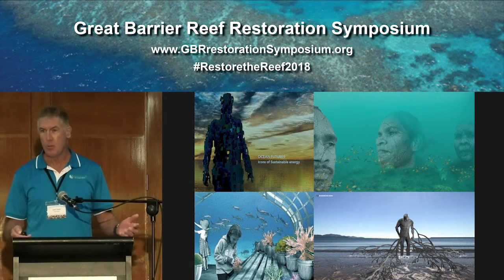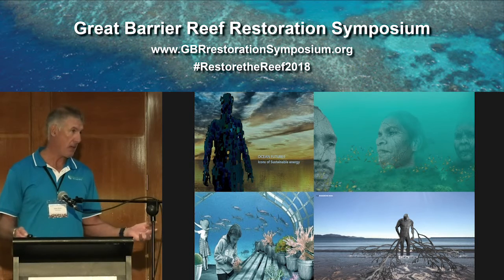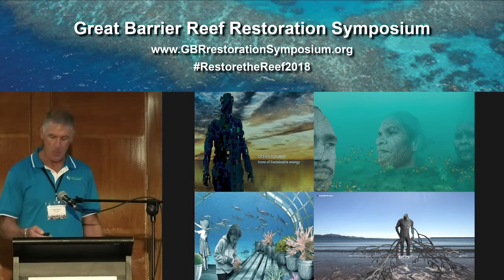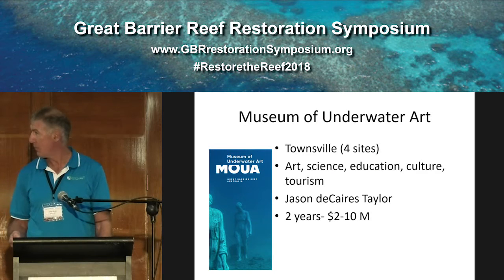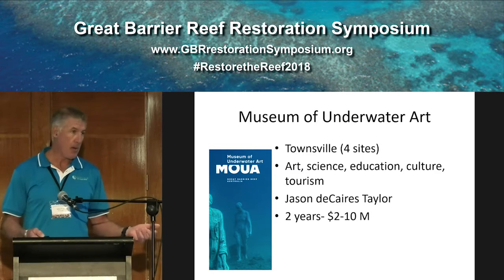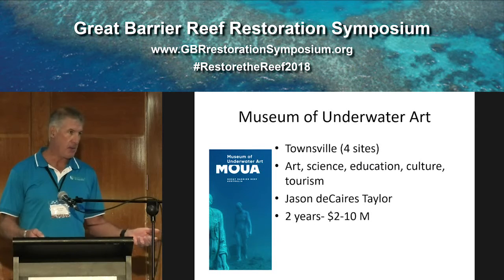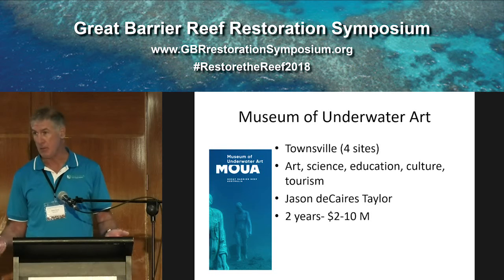We're trying to use this as a touchstone to get everyone to care about the reef, have conversations, be more sustainable, and do more. So the Museum of Underwater Art, we're proposing 4 sites accessible to everyone. Free on the Strand and Magnetic Island and Palm Island to help the Indigenous community and the Outer Barrier Reef.